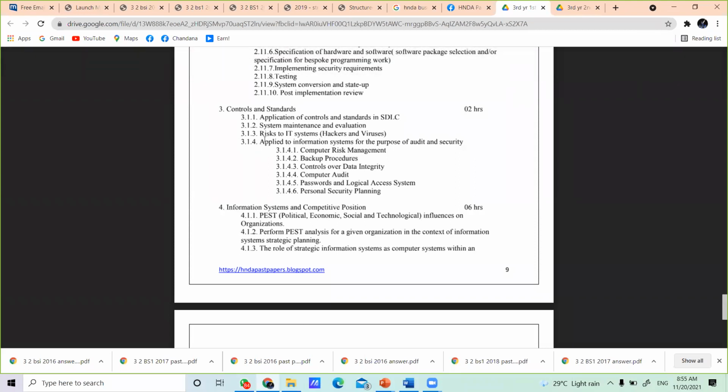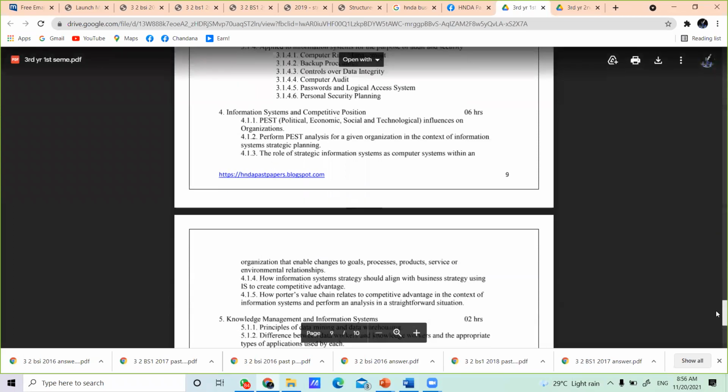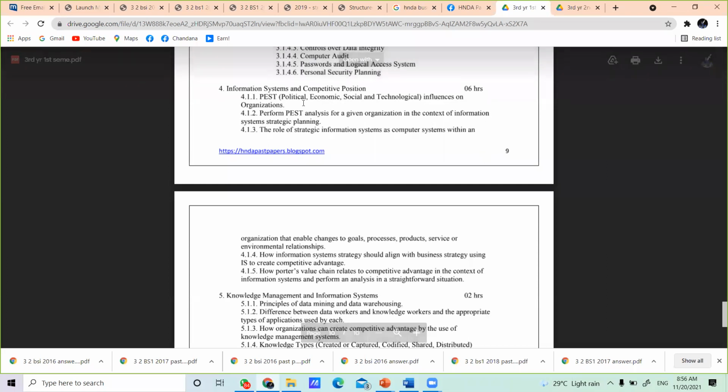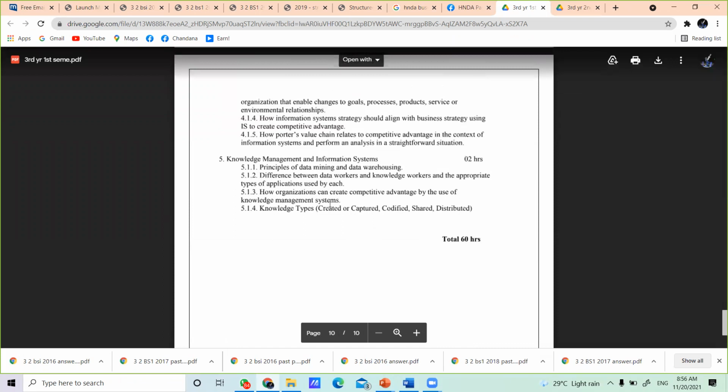Here, by looking at chapter 3, you can see risk of IT systems. Then you will get to know what hackers are, what viruses are, these things. Then chapter 4 is regarding information systems and competitive position. Here there are some concepts we are discussing, how the political, economic, social and technological areas impact the information system. Then the last chapter is regarding knowledge management and information.